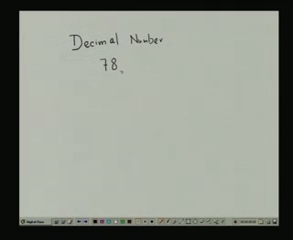Or say 78, when the base is 10. First, I want this to be converted to a value in the binary number system, and I want to know what my value of x is.